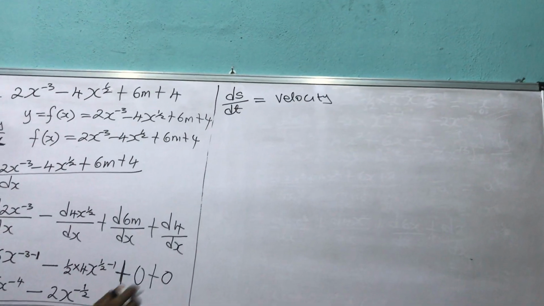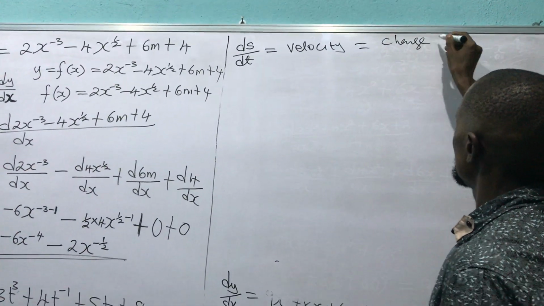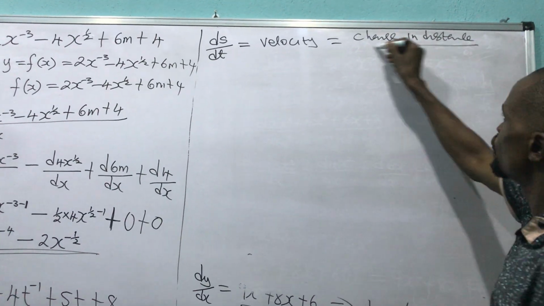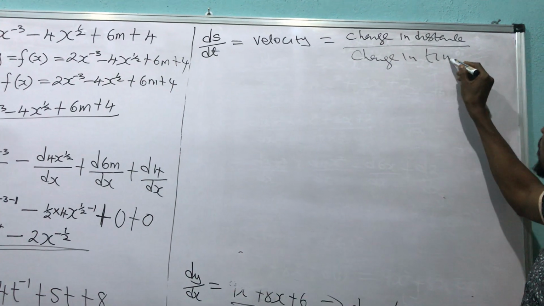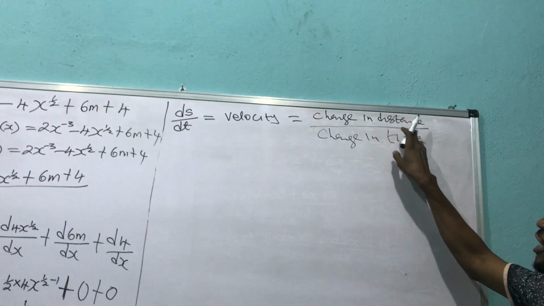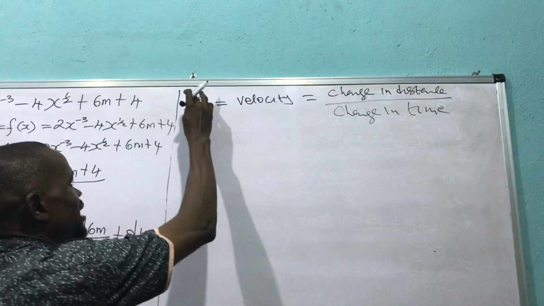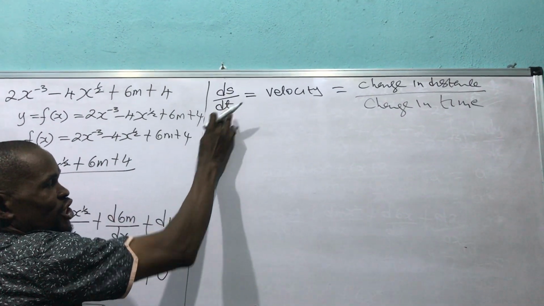Are you getting what I'm saying now? Velocity is what? Change in distance. Change in distance over change in what? Time. That's the definition of velocity in physics. Change in distance over change in what? Time. And that's dx/dt, which means change in distance over change in what? Time.